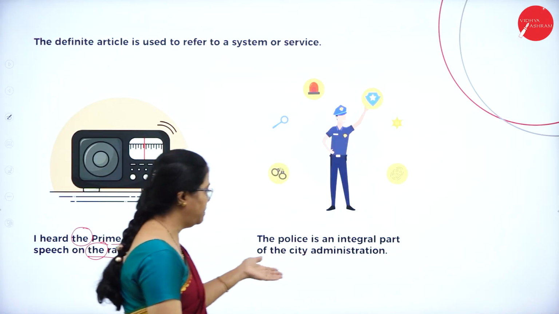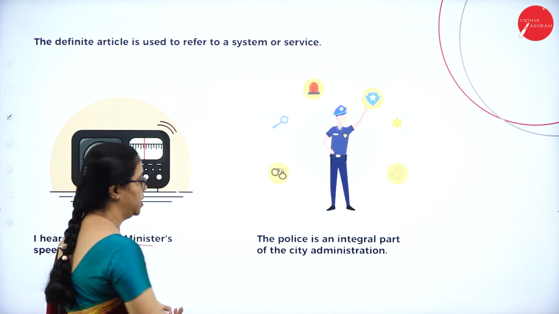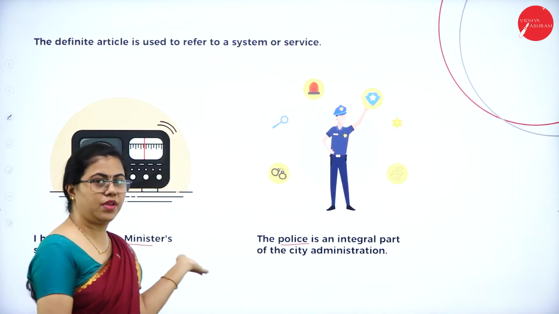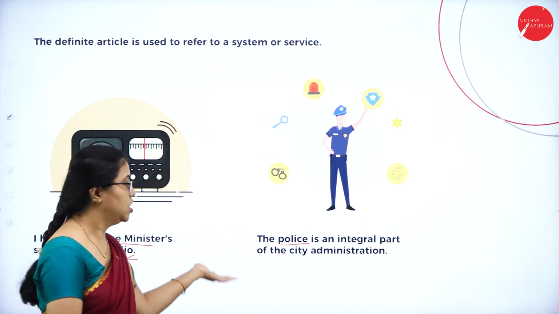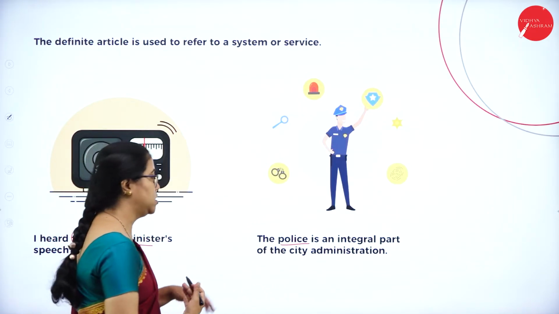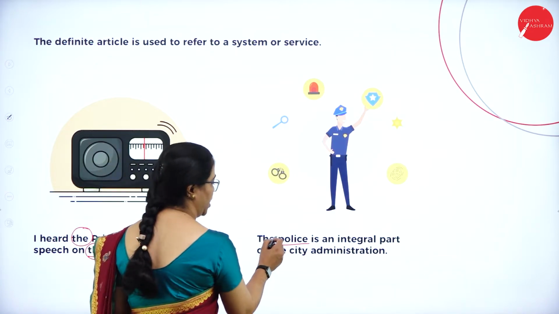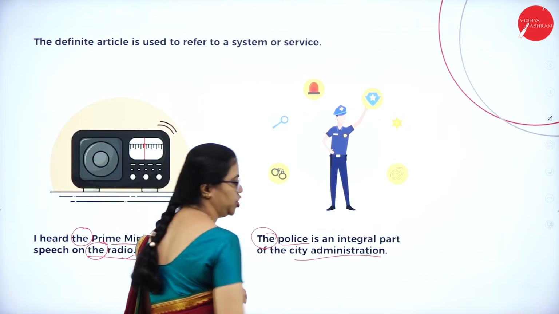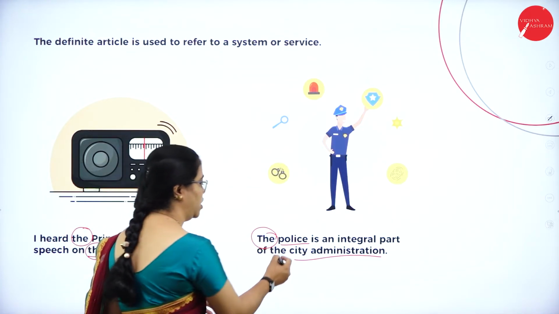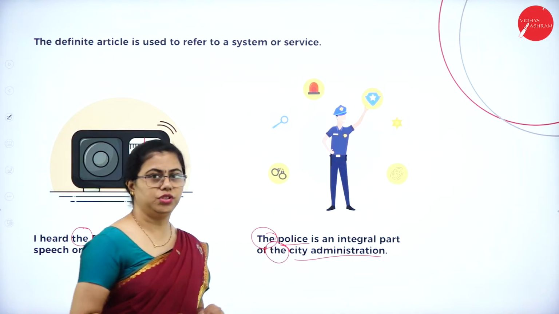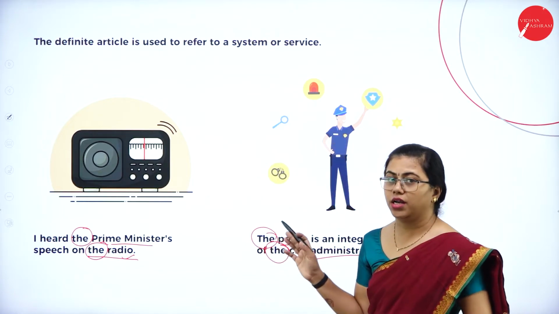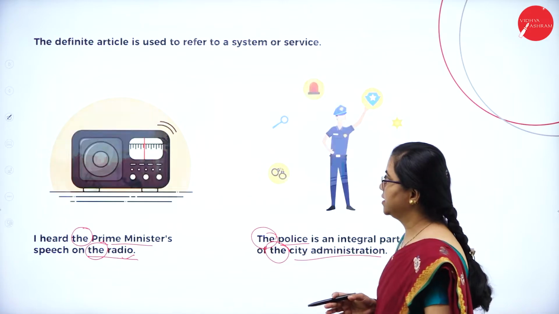Again another example, the police is an integral part. So we are talking about something that is a system. So here a service we are offering, that is radio service, radio system, whatever. So the police is a system that functions, the administrative system that functions. So the police I have referred to, so here I am using the definite article. City administration is also a kind of administration that happens. It's a system that is working. So here also I have used the definite article the. So this is how you use definite articles when we are talking about a system or a service. Okay, so we'll go further now.